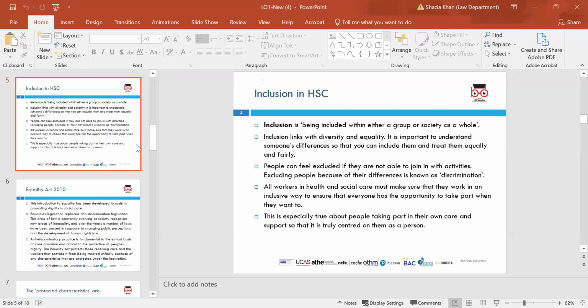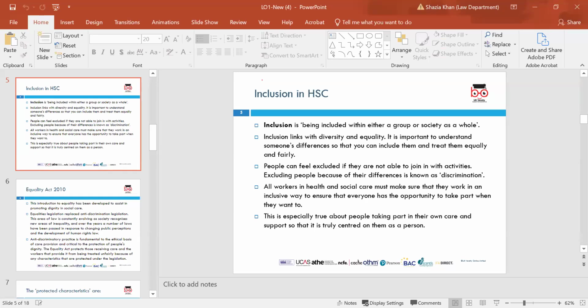This is especially true about people taking part in their own care. Social isolation can lead to loneliness if not included. So if inclusion does not occur, which, as we all know, can have a long-reaching negative impact on both physical and mental health.